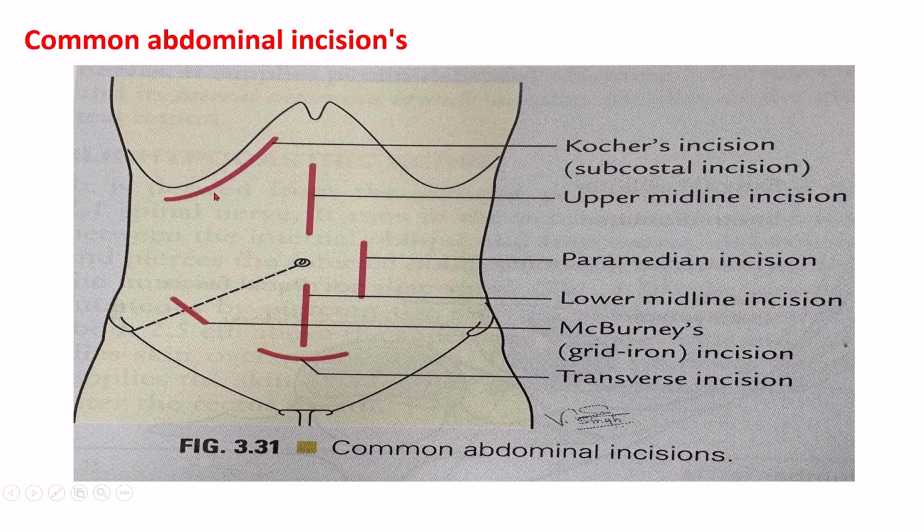So here you can see some common incisions like Kocher's incision, which is a subcostal incision. You can see the upper midline incision, lower midline incision, supraumbilical and infraumbilical median or midline incision. You can see the paramedian incision. You can see the transverse incision. You can see the McBurney's incision or Gridiron incision.